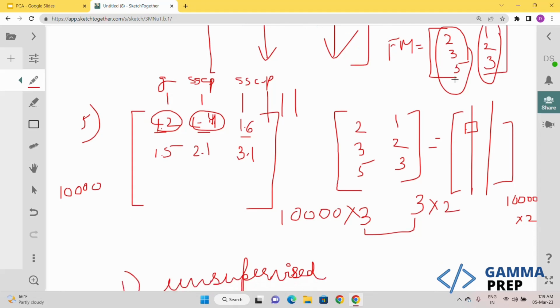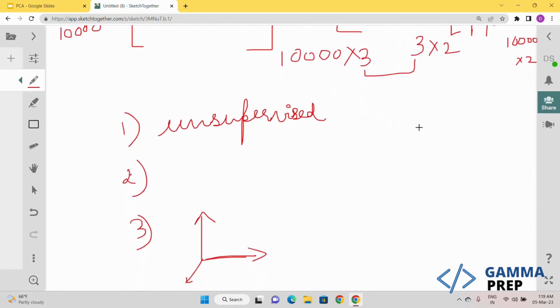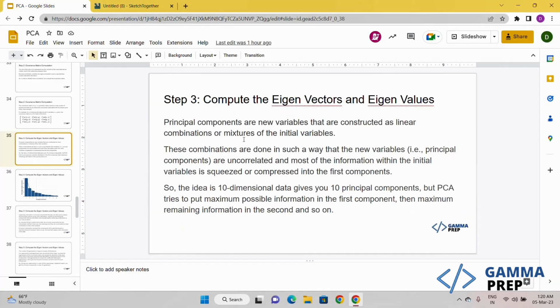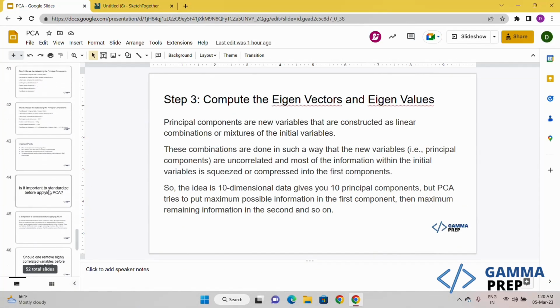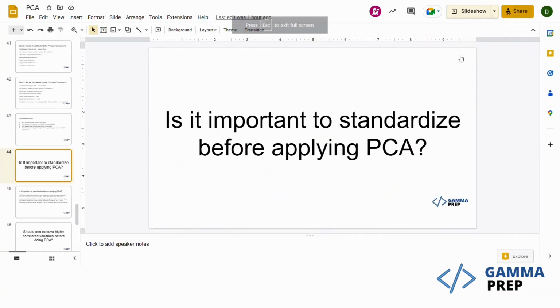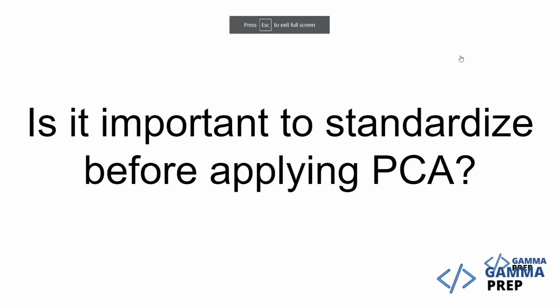Then, the variance that is explained by one principal component can be figured out by taking its lambda value divided by the total lambda value. Okay, that's basically the important points for PCA. Now, let's see some questions. Since we've understood everything about PCA, let's try to answer some questions.